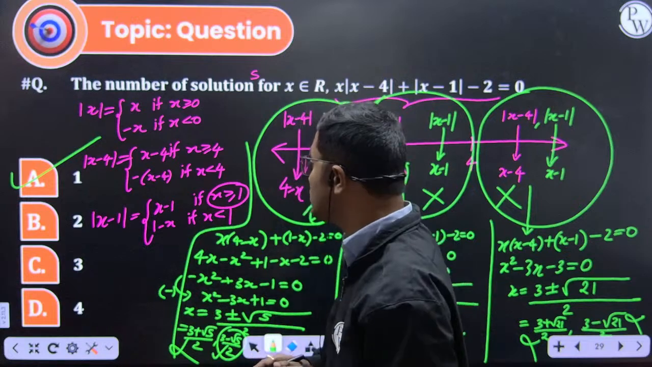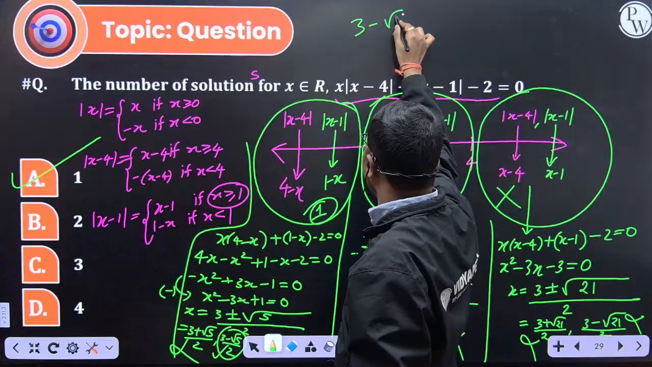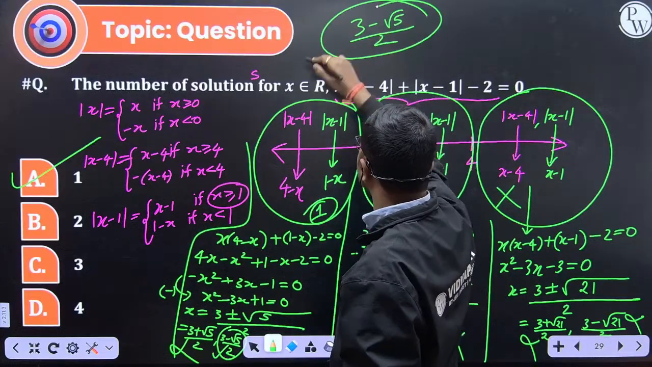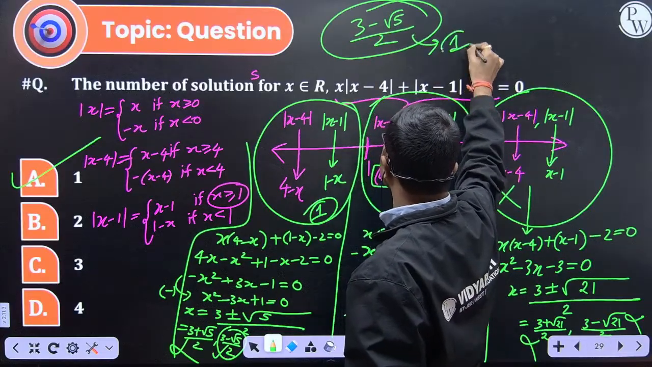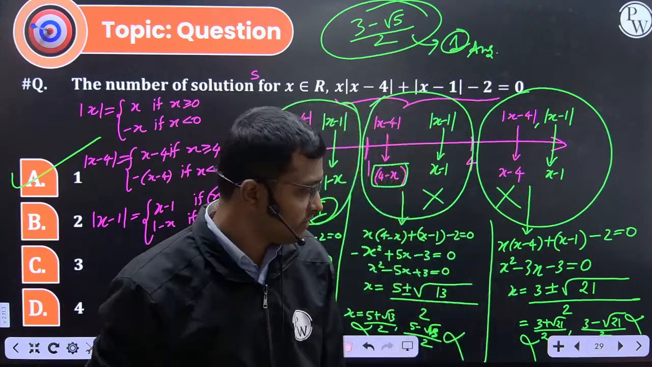And what is the solution? This question is not asking for the solution, but the solution is 3 minus root 5 by 2. This is the only solution. So the number of solutions is 1. That is our answer. Okay, fine.